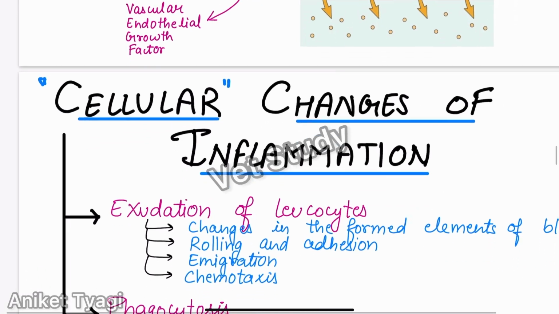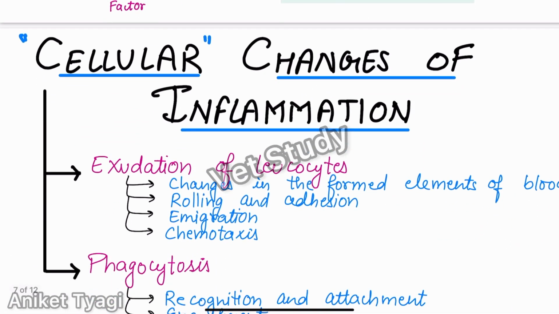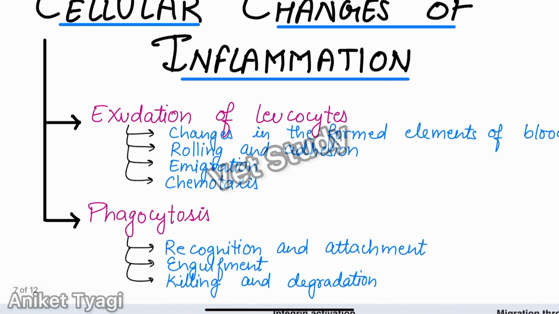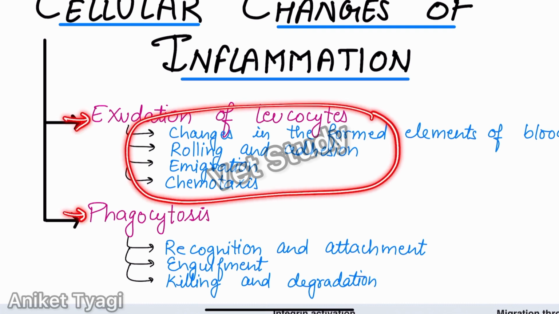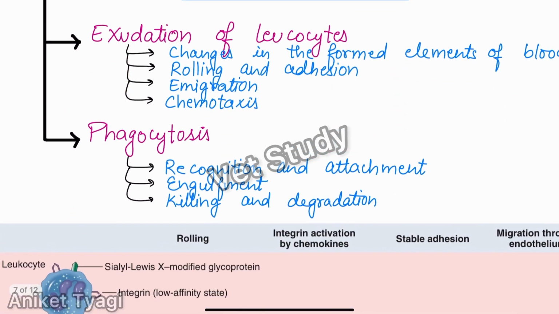Next, we have cellular changes of inflammation. This is a very important question. And in cellular changes of inflammation, there is exudation of leukocyte and phagocytosis, two main mechanisms. And in exudation of leukocyte, as we have already discussed, there is change in the formed element of blood. There is rolling and adhesion, emigration, chemotaxis. We will discuss this in detail also, right? After this, there is phagocytosis, and in phagocytosis we have recognition, attachment, then engulfment, and killing and degradation.